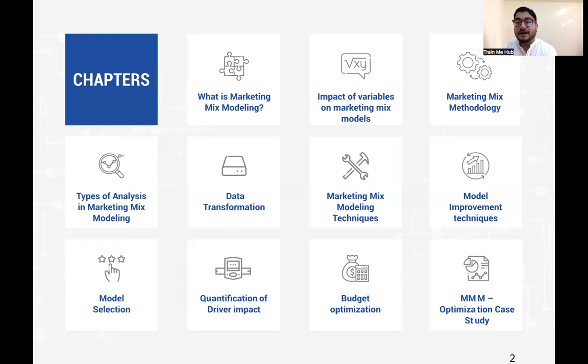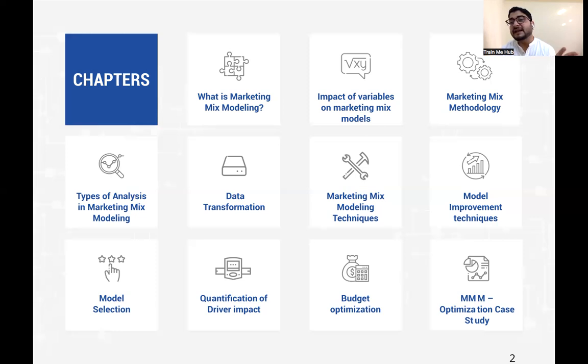Then we'll talk about the marketing mix modeling techniques. Then we'll talk about the model improvement techniques: the existing models that we have, how we can improve them, or in fact how we can tweak the existing models, which helps us visualize and take output based on our marketing efforts. Then we'll talk about model selection, which different models are available in the market, and what would be the best fit in which cases.